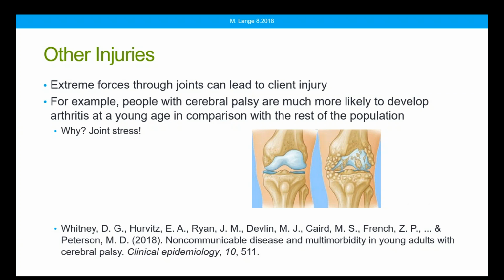So again, we know that people with certain medical conditions are developing arthritis at a younger age because of these forces through their joints. We can extrapolate that these huge forces within a wheelchair seating system, where those forces are not diffused, are creating a lot of force through joints, a lot of stress in those joints.